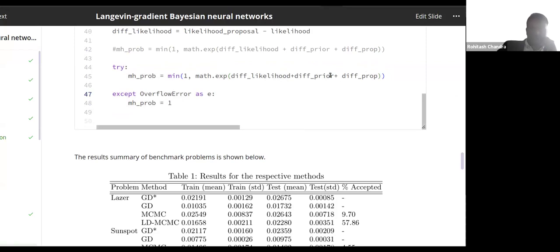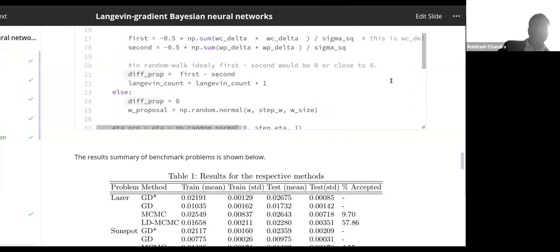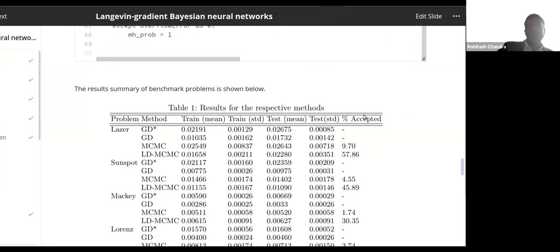gradients, we have the prior, right? The difference of the prior, the difference of the likelihood. So it's the ratio of the likelihoods, past and proposed, and the difference of the proposal, which is the Q ratio. And that difference of the proposal, we essentially computed here, first minus second. Because minus is, it's a ratio. So the numerator and the denominator. And it's in log space. So that's why we do that.